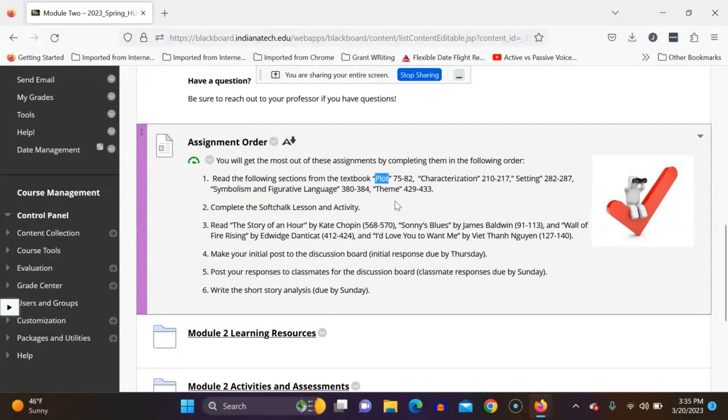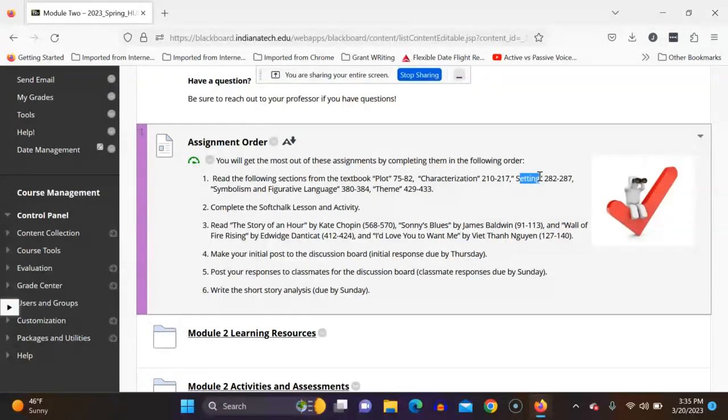For instance, I have highlighted plot. What is the plot? How does the plot work? Why do we like some plots and not like others? What is it about them that makes them enjoyable or mysterious? The second thing is characterization. What does it mean to have a good character? What does it mean to have a flat character or a round character or a character we like or a character we like to hate? The third one is setting. Where is the story set? And is that important? Sometimes it's really important. Sometimes it's not as important. Why?